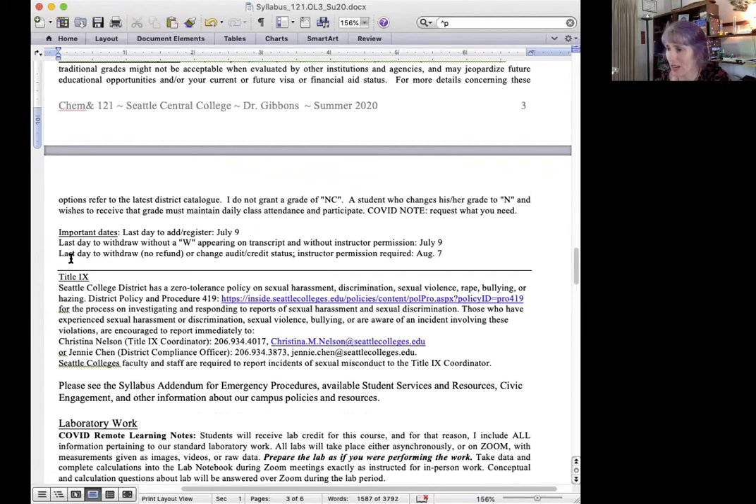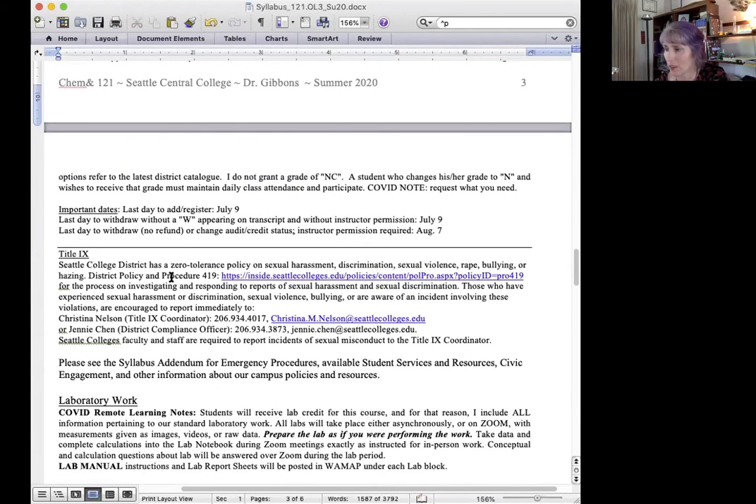All right, and then Title IX, zero tolerance policy on harassment of any kind. And there's a bunch of information if something is going on that you need to report. Also, keep in mind that I'm a mandatory reporter, so I would have to report any issues of abuse that I hear about. And I'm going to refer you to the syllabus addendum in the class. That'll be posted on our course website. And that has emergency procedures, which we don't have to evacuate the building, I suppose. Student services, resources, civic engagement, and other information about our campus policies and resources.